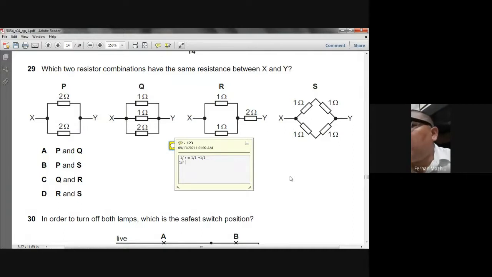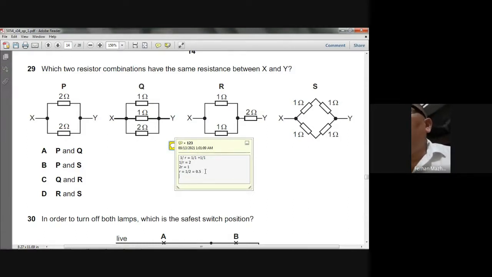So 1 by R equals, this is 1 plus 1, that will be 2, so you cross multiply it, so you will have 2R equals 1, and then R will be equal to 1 divided by 2. Now, the combined resistance of these two will be 1 by 2, which means 0.5.